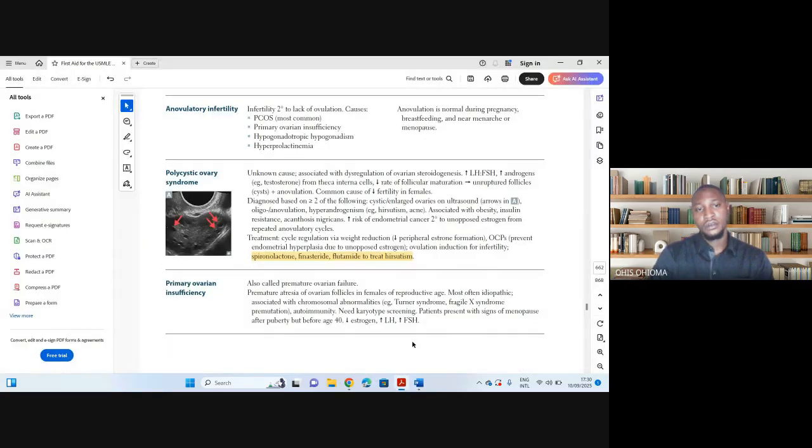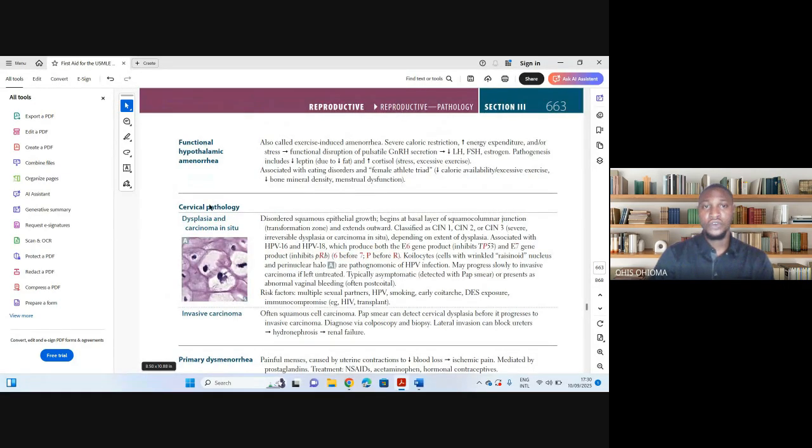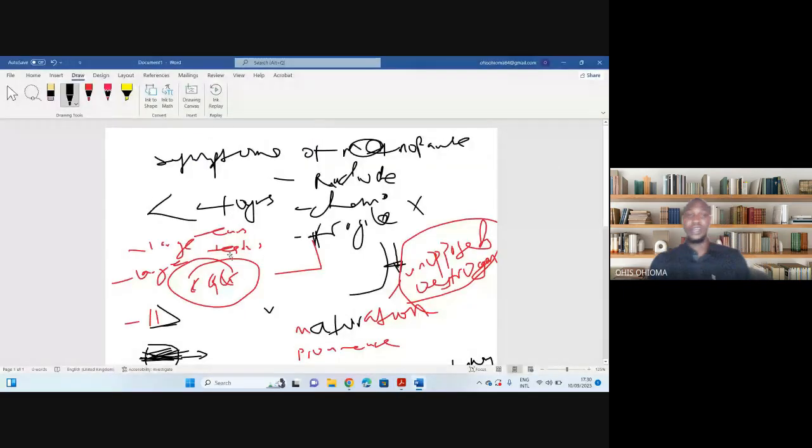Okay. So it's also known as primary ovarian insufficiency. You just need to know this. So functional hypothalamic amenorrhea, basically, let's talk about it because it's also very high yield.